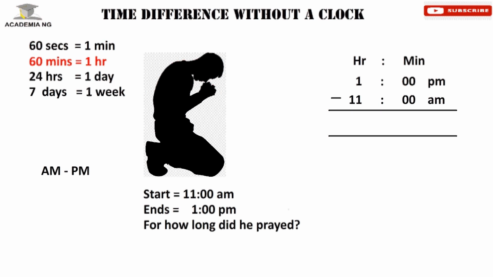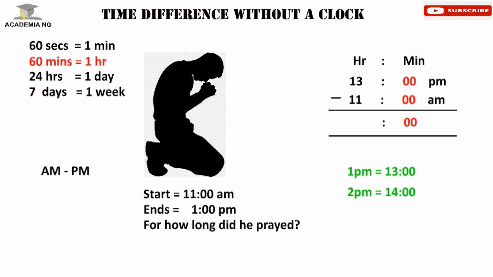We check the minute side and we can see there's no problem there because they are all zeros. 0 minus 0 is equal to 0. But on the hour side, we have 1, which is less than 11. 1 cannot minus 11. So what do we do? We convert the time to standard time by adding 12 to 1 to become 13. 1 p.m. is the same as 13 o'clock.